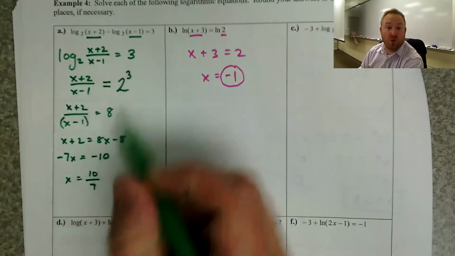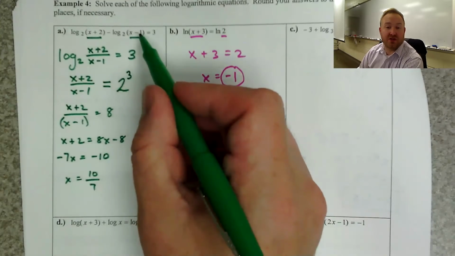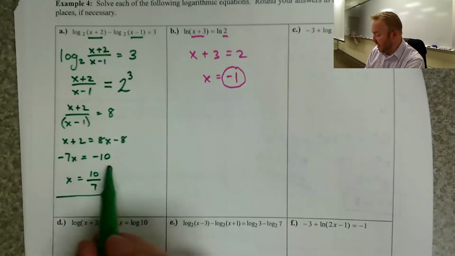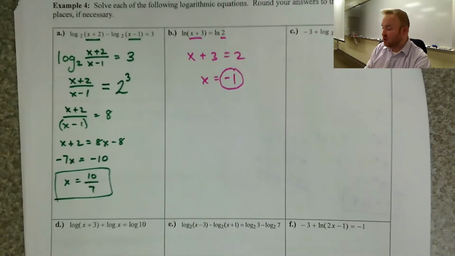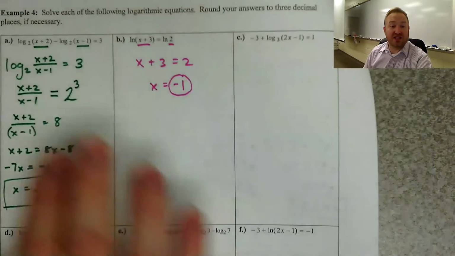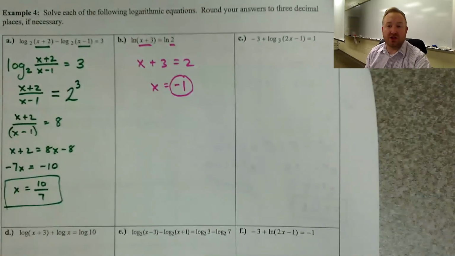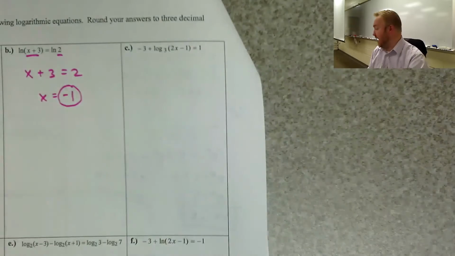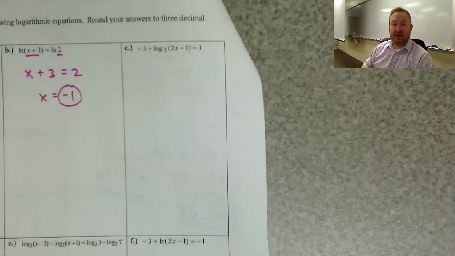10/7 is bigger than 1, so 10/7 minus 1 would be a positive number. That's a legit solution, and I'll keep it. So when you don't have a log on the other side, we're just going to change that into logarithmic form. That's the same thing that's going to happen in problem C here.